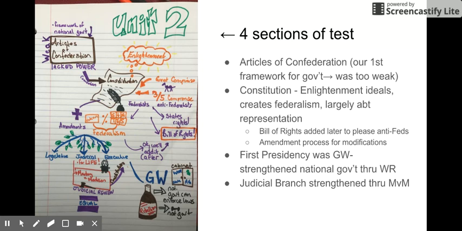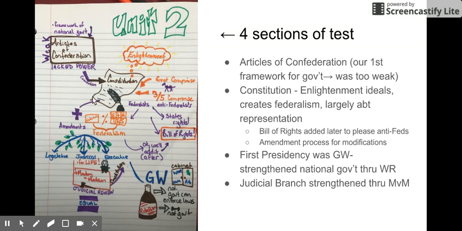So this Constitution was based on Enlightenment ideals, people we learned about last year, Montesquieu with the separation of powers and the branches of government, Locke, Rousseau with liberties and social contract. We can keep going. Voltaire, things like that.